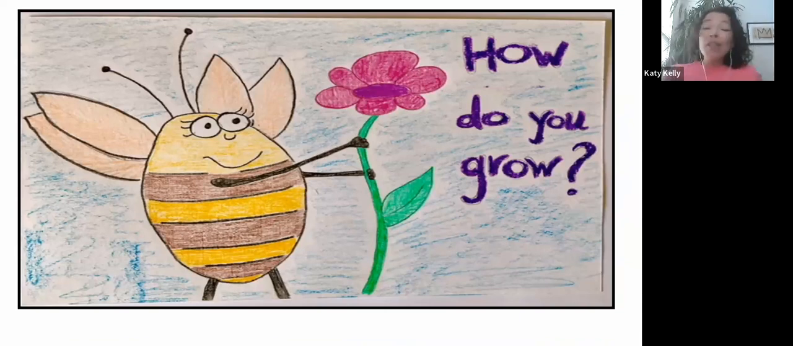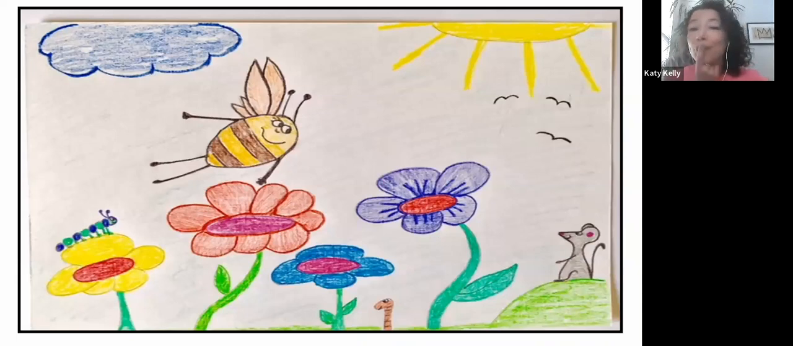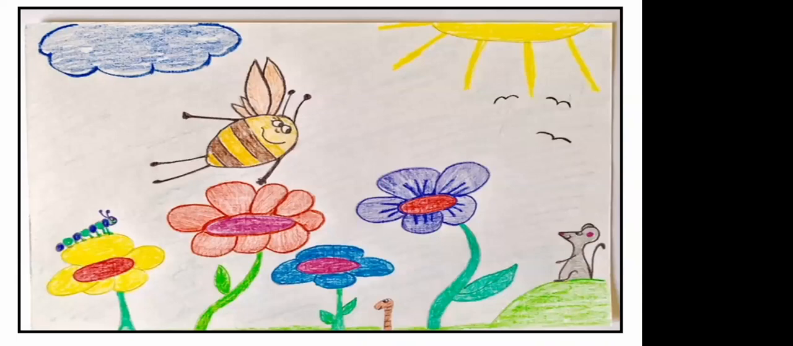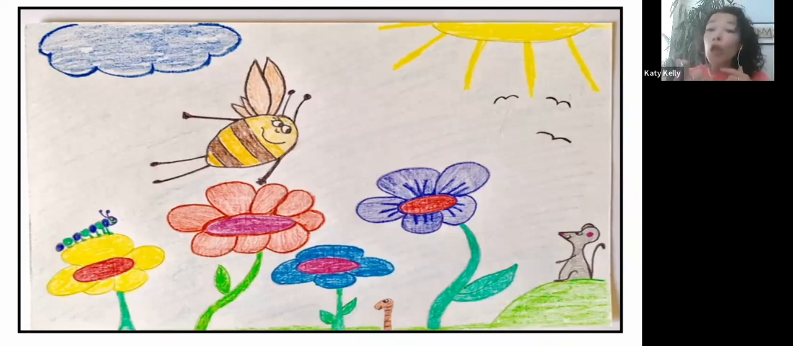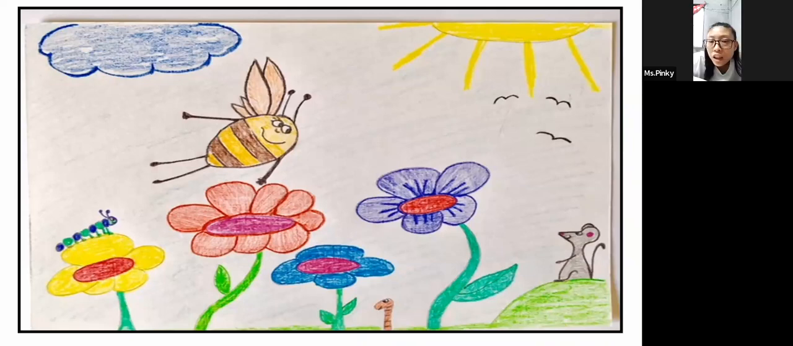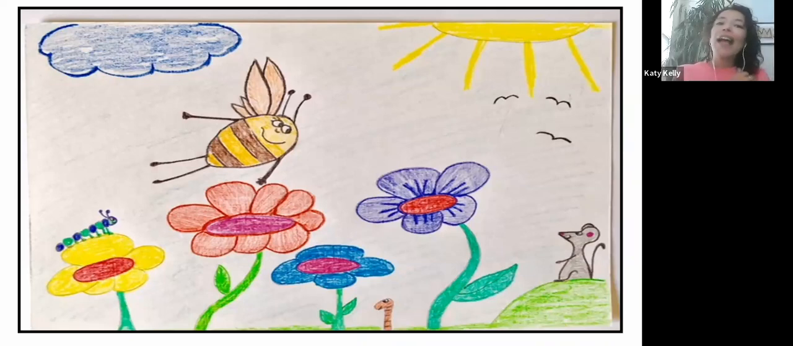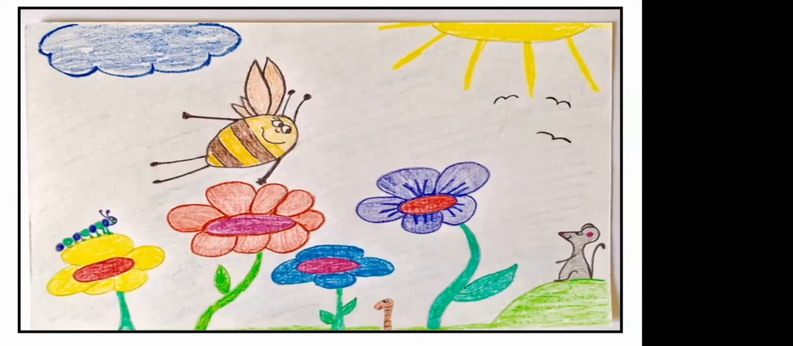Yes. So here she is. How do you grow? she asks the flower. So let's have a look. Okay, what can you see? Flowers. Lots of flowers. A mouse. Yes, there is a mouse as well. Fantastic. Caterpillar. And then birds. There are birds. Tell me, where is the caterpillar? Caterpillar is on the petals.